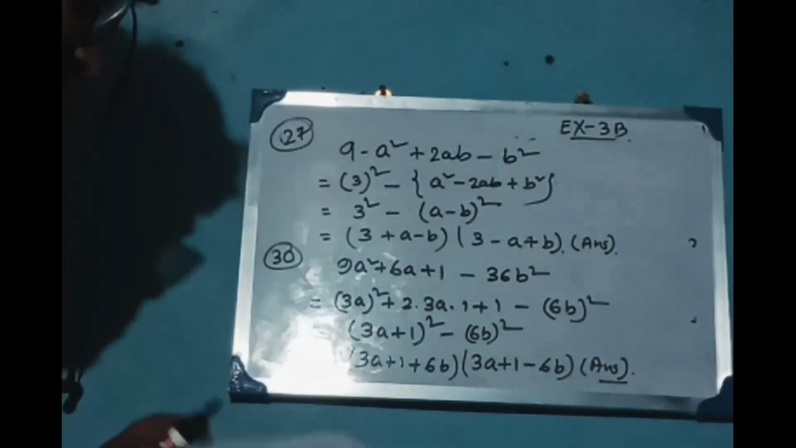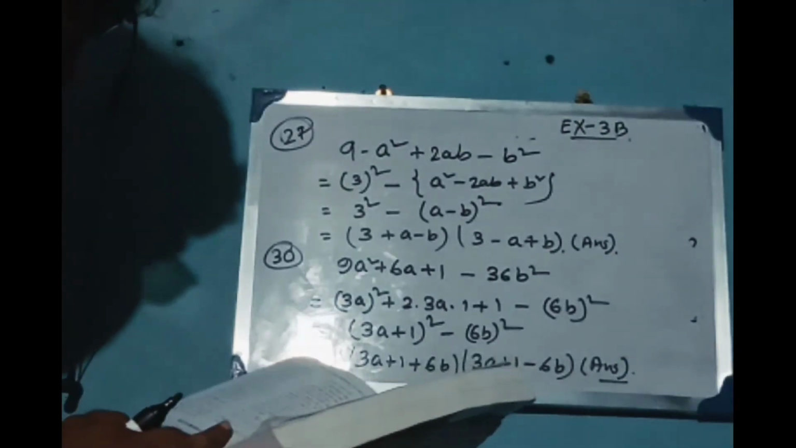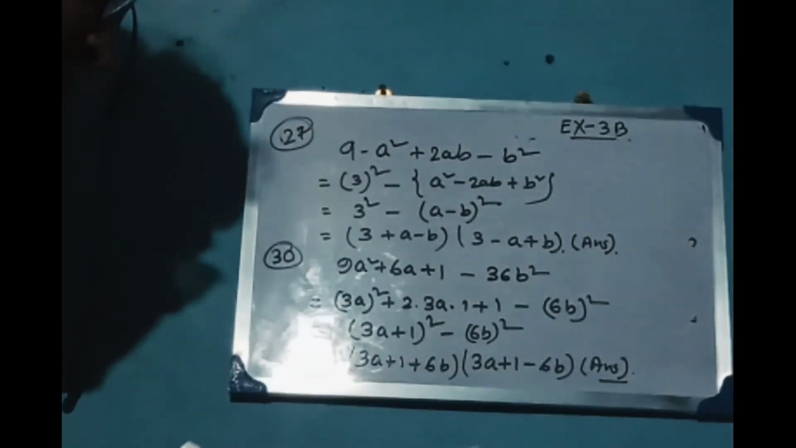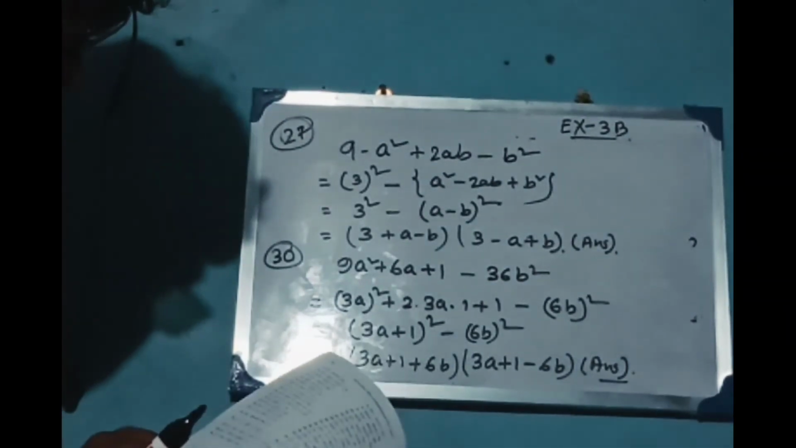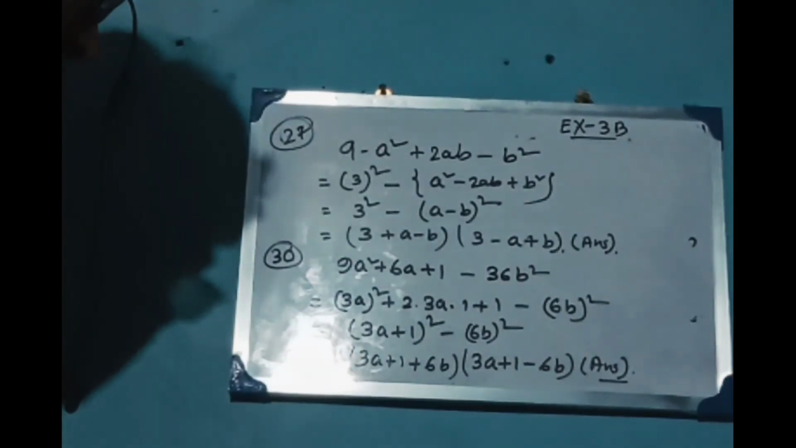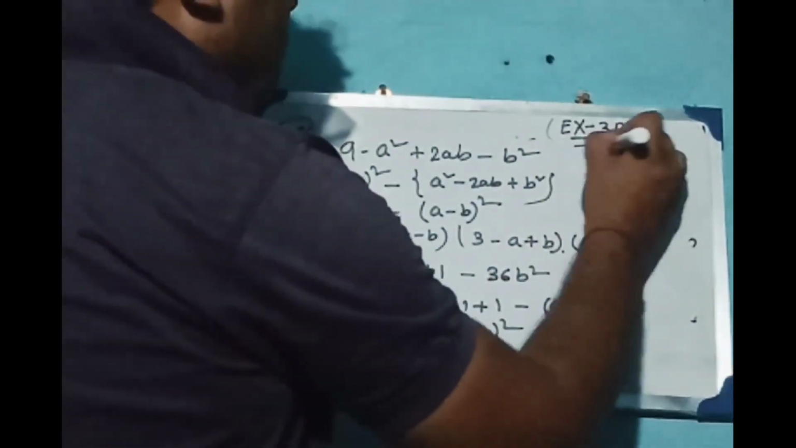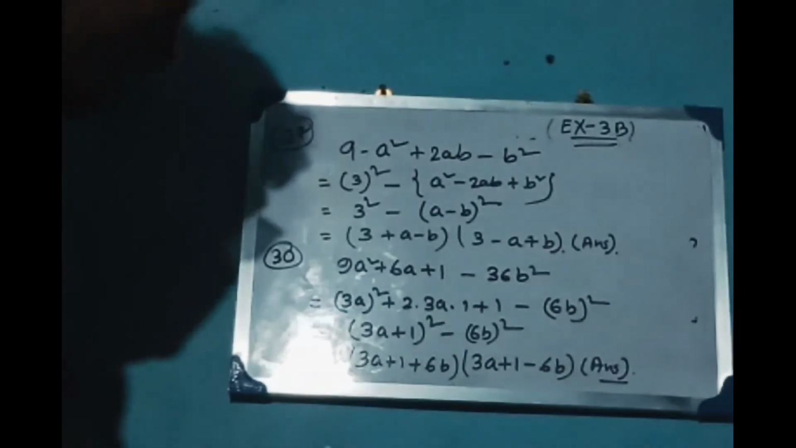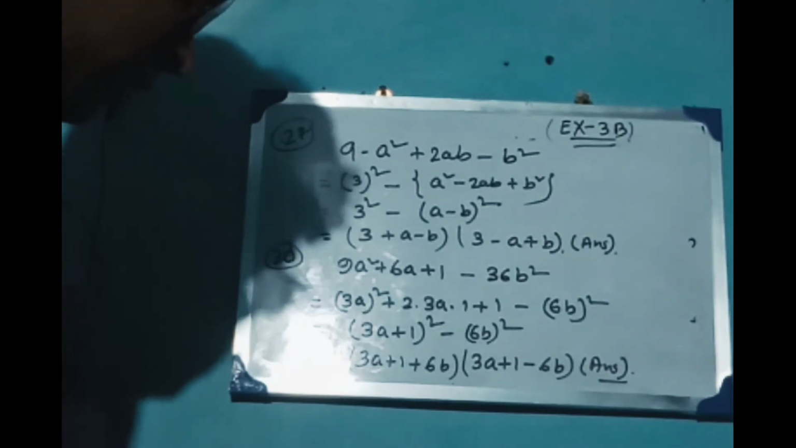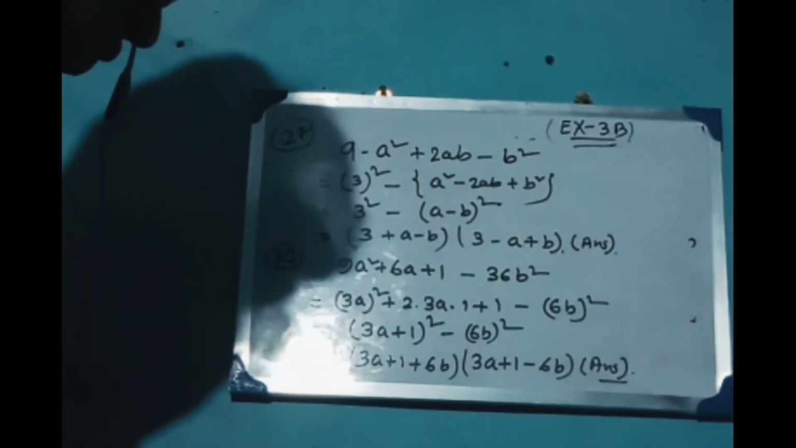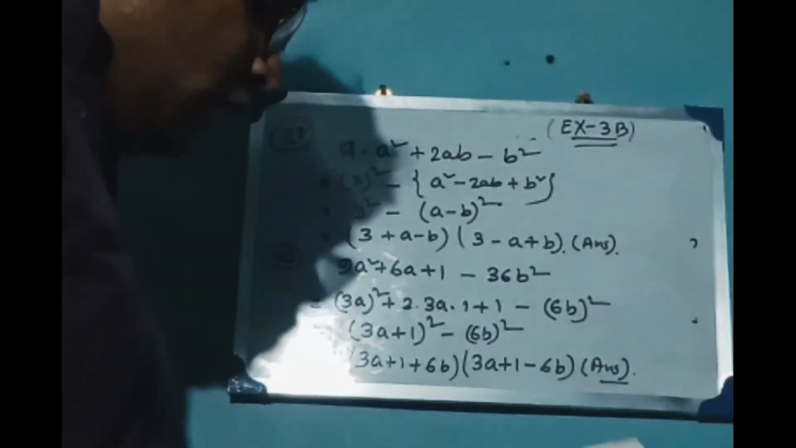Next, on to another question. For the next questions, hints are given. From question number 32, all the maximum hints are given here in the RS Agarwal maths book. So exercise 3B, that is factorizing by difference of squares, we have completed. Here various types of maths are also given in the book. So I suggest that you go through the solved examples. Definitely you will understand.